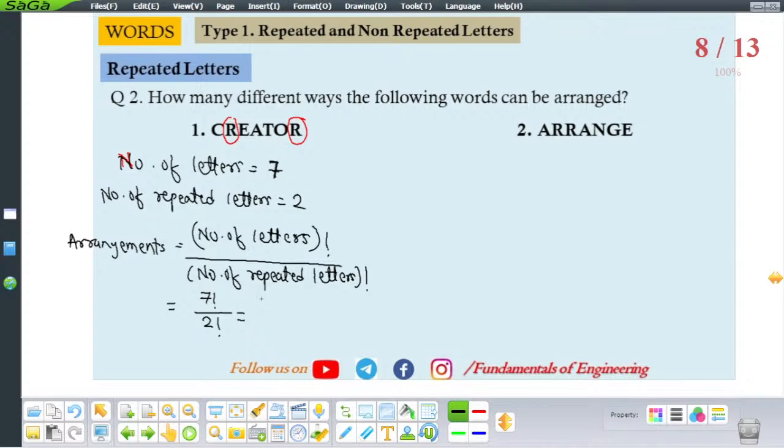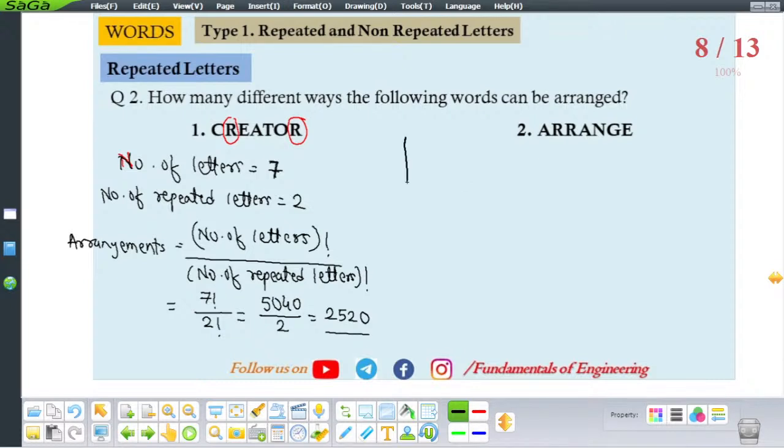Yes, 7 factorial value is 5040, and divide by the 2 factorial value. What is the 2 factorial value? 2 into 1. So 5040 divided by 2: 5 2s are 10, 2 2s are 4, and 0. 2520, that is the answer. So how many different ways can we arrange the created word? 2520. Yes, Amrut, you are right.